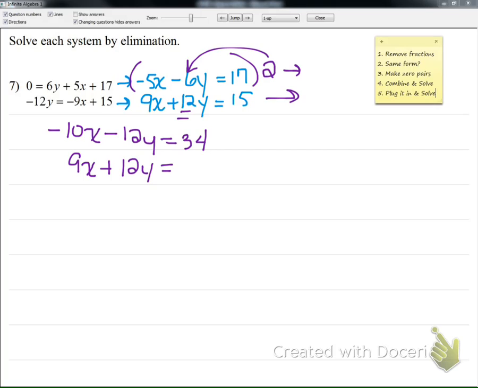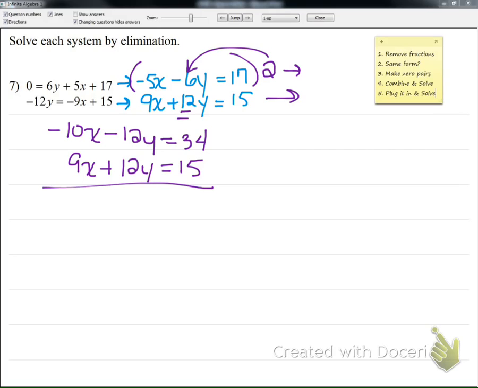Now, that trick doesn't work all the time, so that's why I said if you want a tried and true method, multiply by the opposite coefficient. But if you happen to notice that all you have to do is change one equation to equal the other, then you can do that.